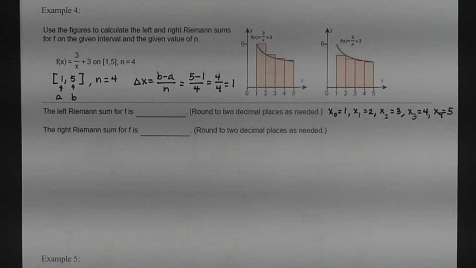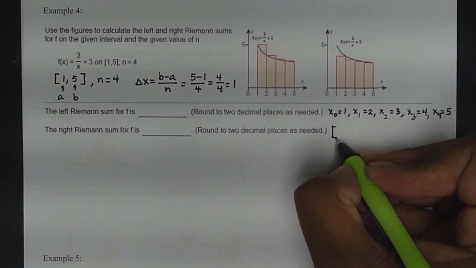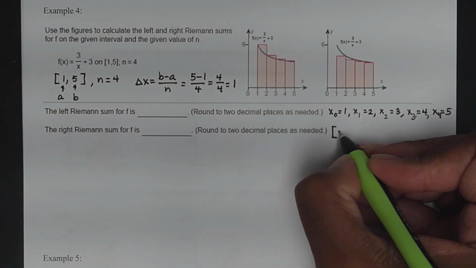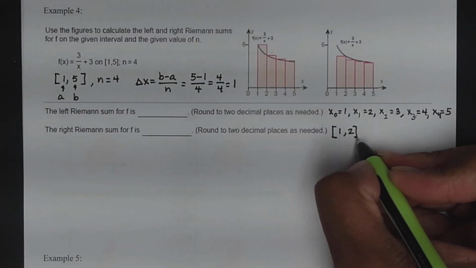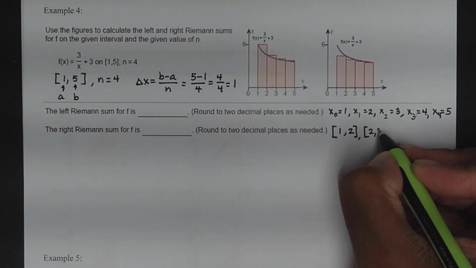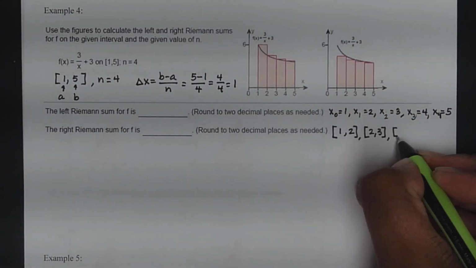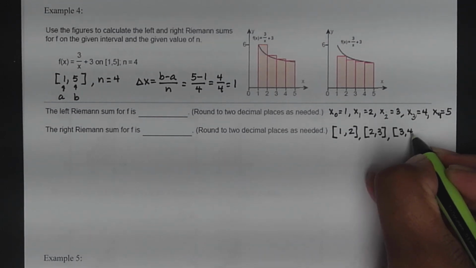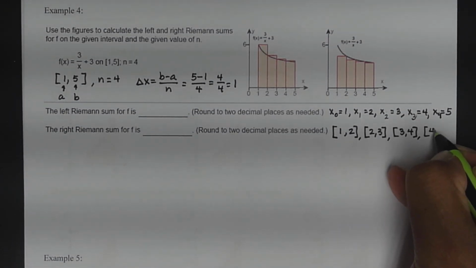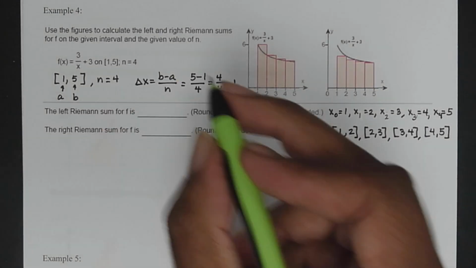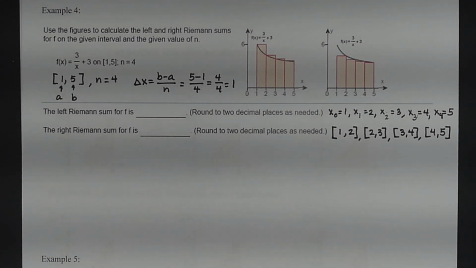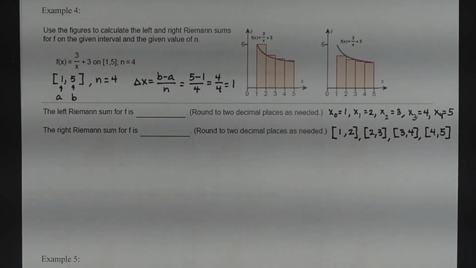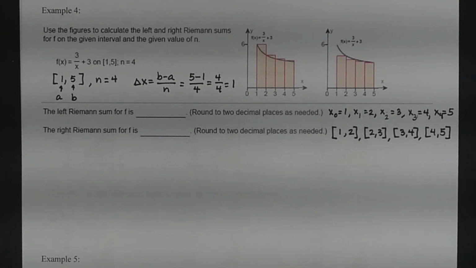All right, but my subintervals will be this. If we're starting from 1 and my delta x is 1, that means 1 plus 1 would be 2, so it'll be from 1 to 2. The next one would be from 2 to 3. The next one from 3 to 4. And the last one would be from 4 to 5, because there's supposed to be 4 subintervals, since n is equal to 4. That's going to help me identify my left and right endpoints to use for the left and the right Riemann sums.